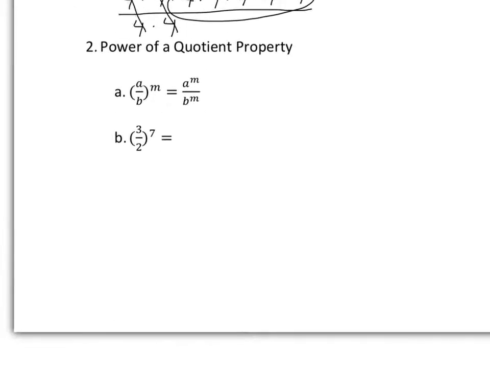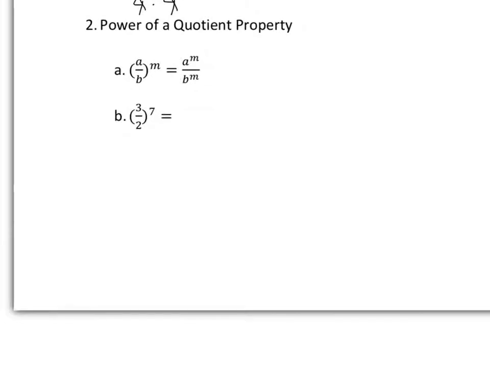Now the power of a quotient. Remember, if we were multiplying two things inside our parentheses and just doing one power on them, you distribute it to both of them. Same way for a quotient. If you're dividing two things, and you've got to raise that fraction, or that quotient, to an exponent, you distribute that power to both the a and the b. So that means you'll have a to the m over b to the m.